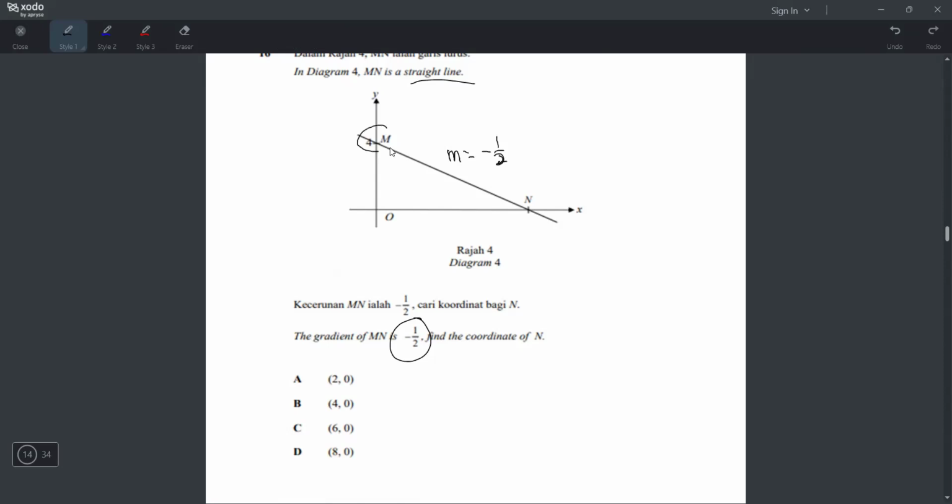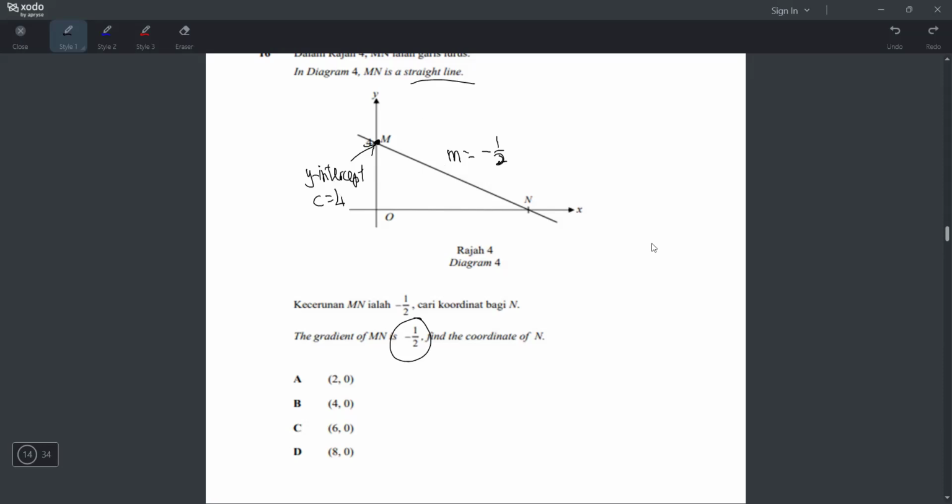And I noticed that they give me information here. Did you see it? They write 4 here, right? Can you tell me what we call this point? This point, we call it the y-intercept. What is the y-intercept? The y-intercept means the point where the line touches the y-axis, which is this point, right? So the y-intercept is 4, okay? And we use c to represent the y-intercept, right? If you have the gradient and y-intercept, you can already get the equation.